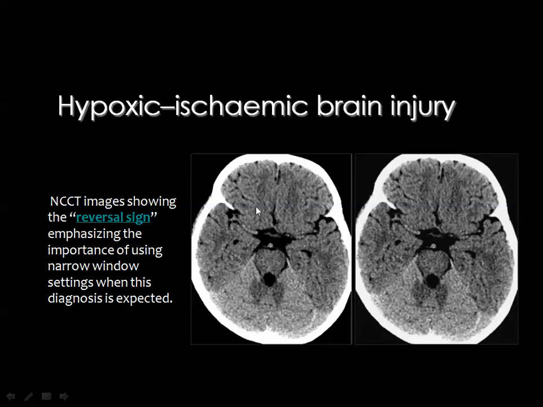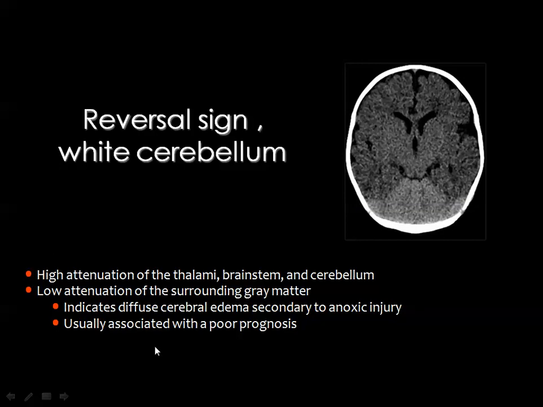The brain tissue is relatively black compared to the cerebellum. There is loss of the gray-white matter interface. There is affection of the cortex as well as the white matter. And this is the white cerebellum or the reversal sign, where you can see that the cerebellum is of normal CT density, while the rest of the brain parenchyma is hypodense.